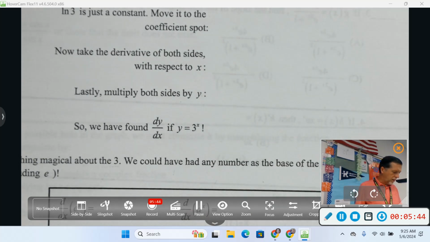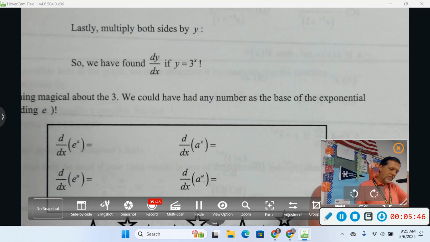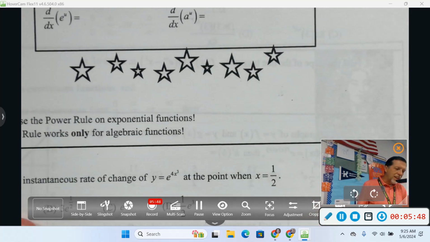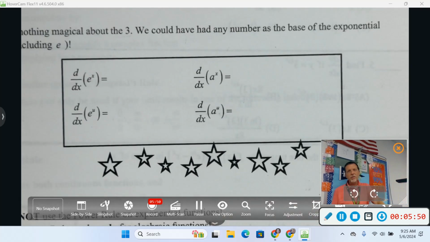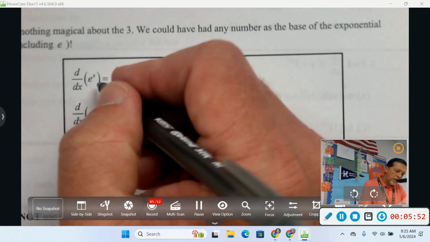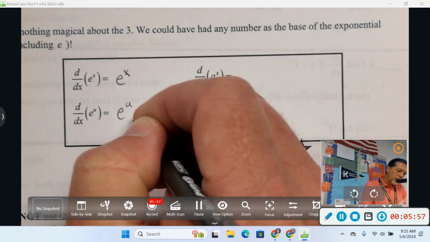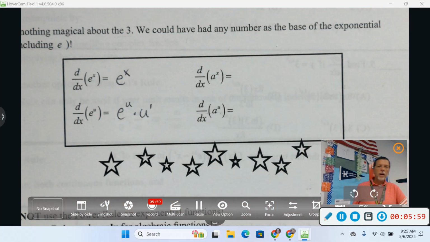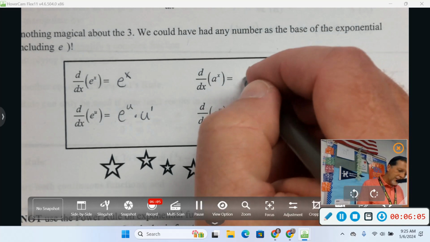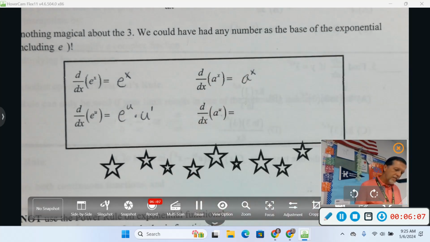That's a lot of work. Let's skip down to the box, because it's a lot of work to get there, but the result is not really that bad. Derivative of e to the x is e to the x. Derivative of e to the u is e to the u times u prime. Derivative of a to the x is a to the x.